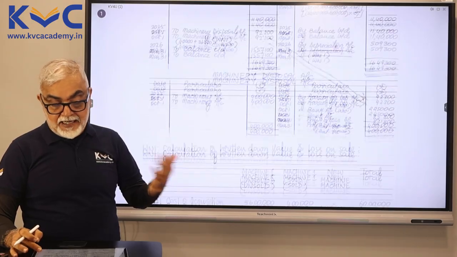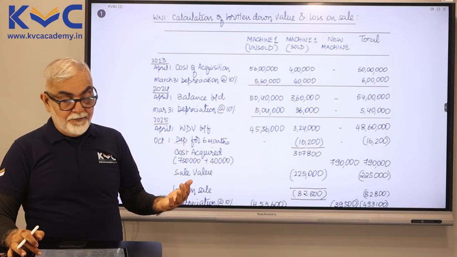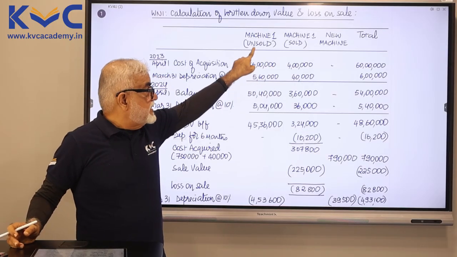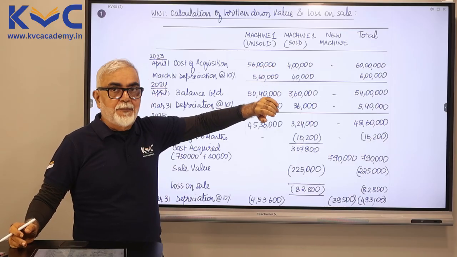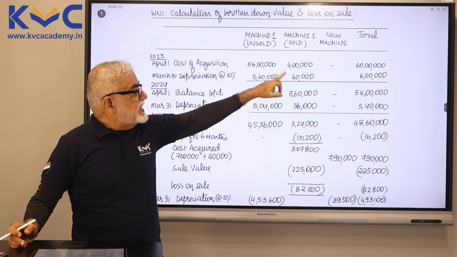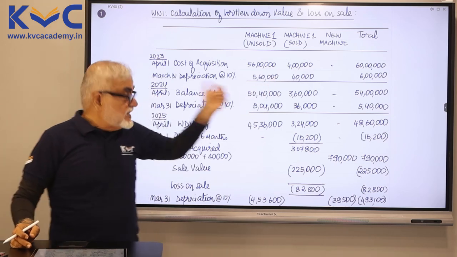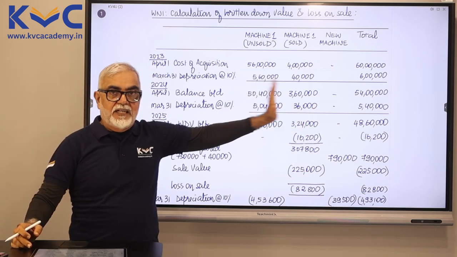Now how could you make a calculation for this? A simple calculation that needs to be shown. Now this 56 and 4 is the part of the first machine. Machine 1 unsold, machine 1 sold. Doing the calculation separately. The depreciation 5 lakh 60,000 and 40,000, therefore 6 lakhs entirely for the first year. Second year, 5 lakh 4,000 and 36,000, so 5 lakh 40,000.